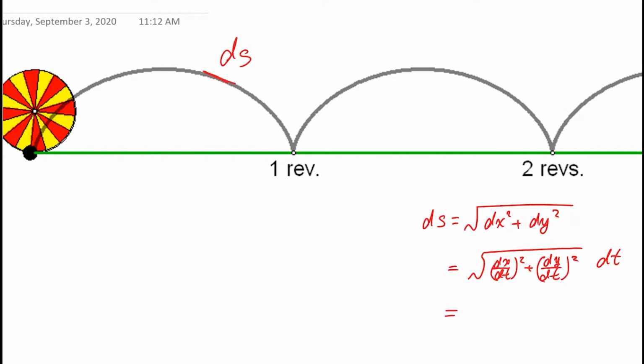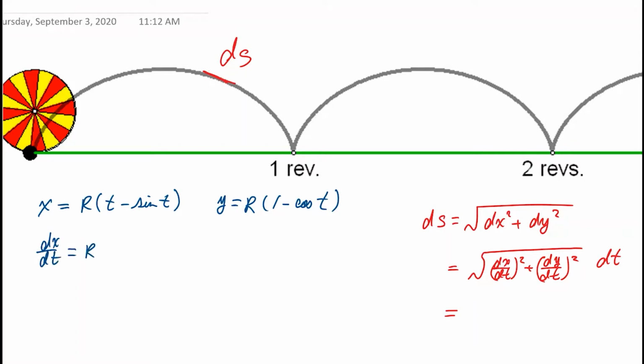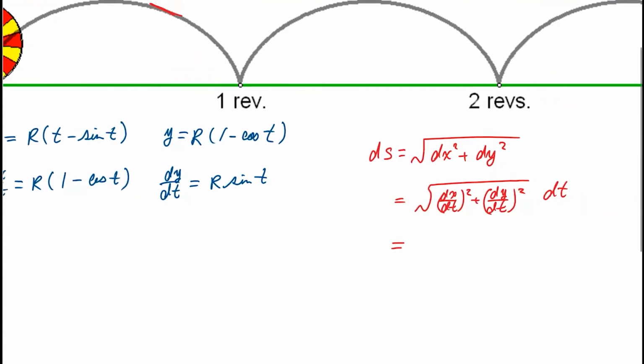Now, then we have to know what this dx over dt and dy over dt is. So it looks like we are going over here and figuring these out separately. Do you remember x and y of cycloid? x was this, and then y was this. Okay, so we'll get it from here. So dx over dt is r, and then we have 1 minus cosine t, like that. Okay, and then dy over dt is r, and then sine t.